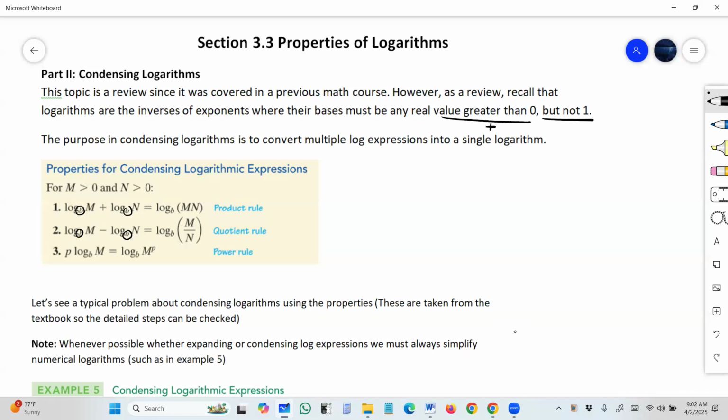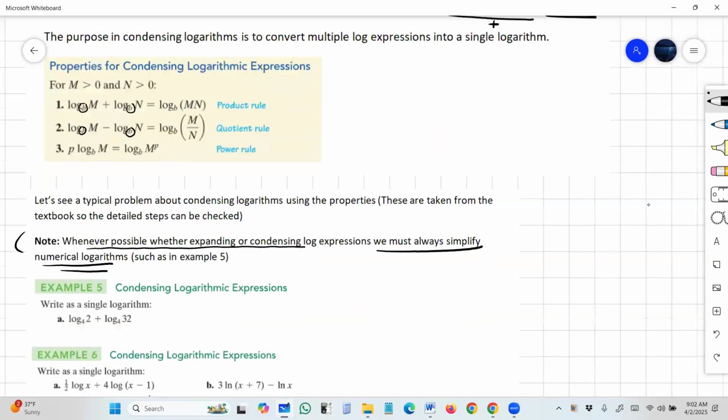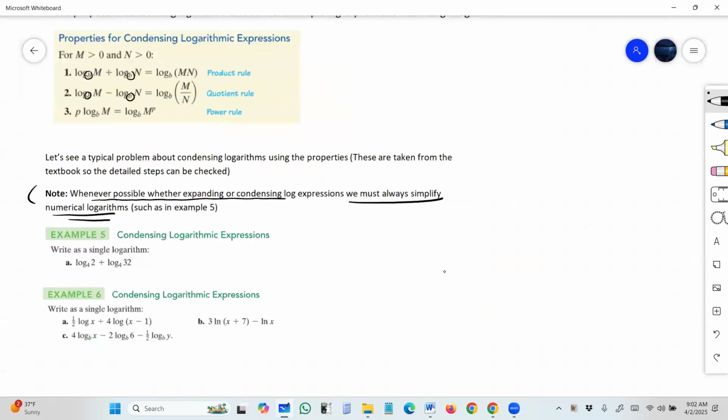Along the way, if it is possible, we are going to have to simplify numerical log expressions. Okay, so this is exactly what I'm saying here. Whenever possible, whether expanding or condensing, we must always simplify numerical logs. All right, so let's take a look at the examples I have here, and I'll leave the properties visible for you to see. Again, this is a review from Math 119. If you need more clarifications, you can always search online or your notes for how to either condense or expand logs. All right, so let's see the first example.